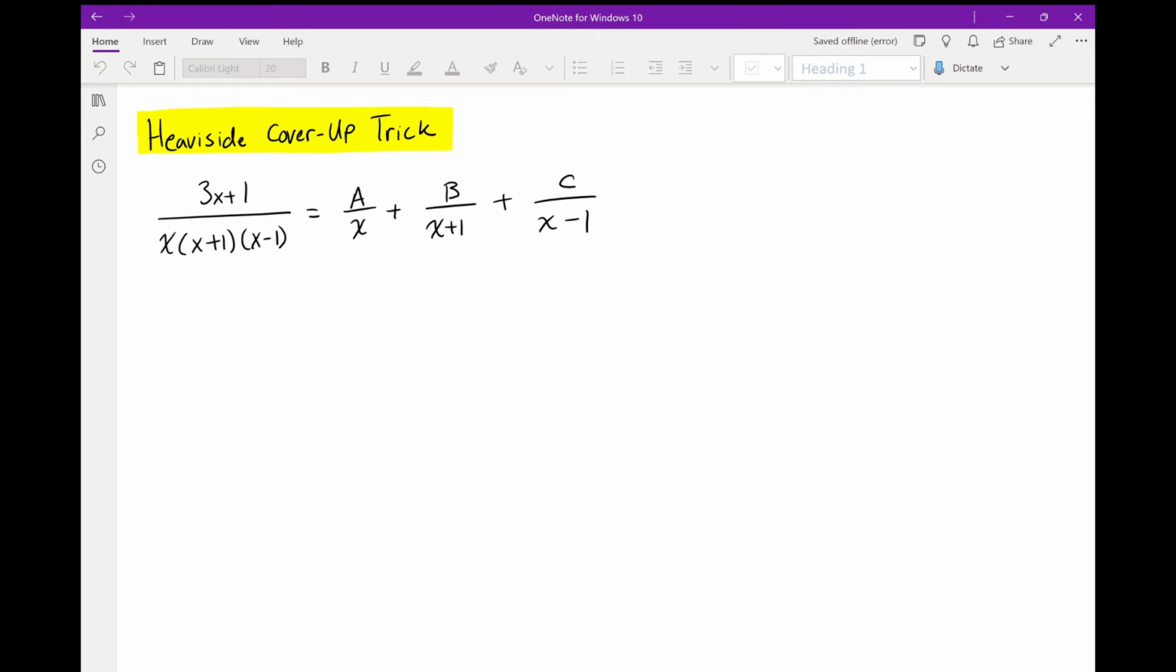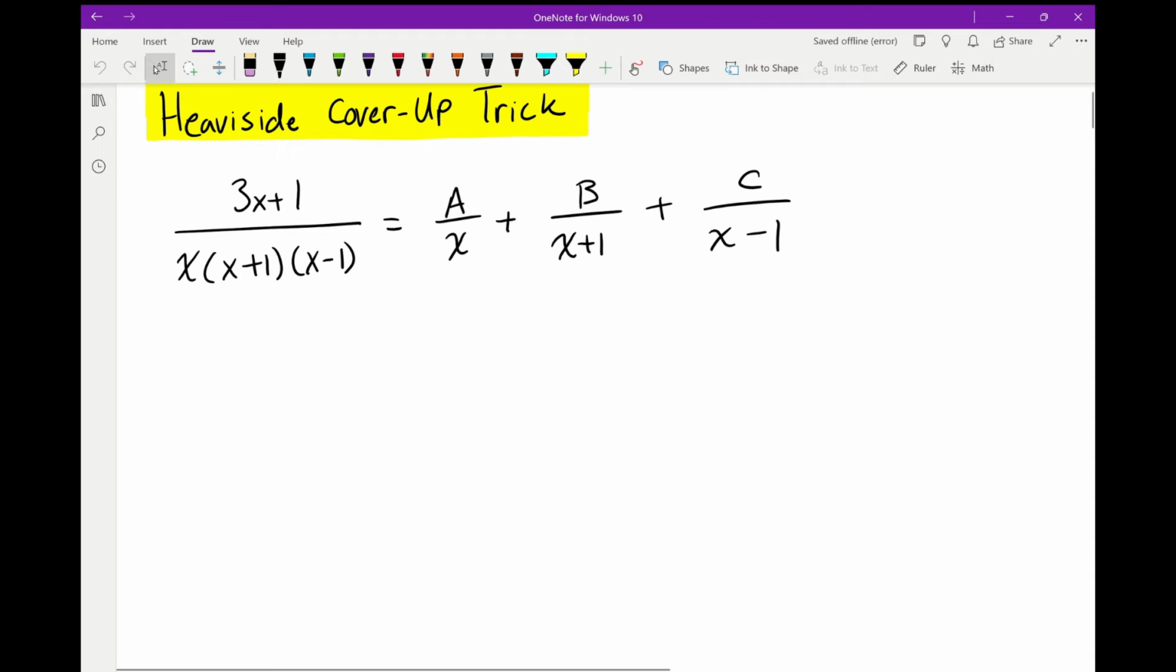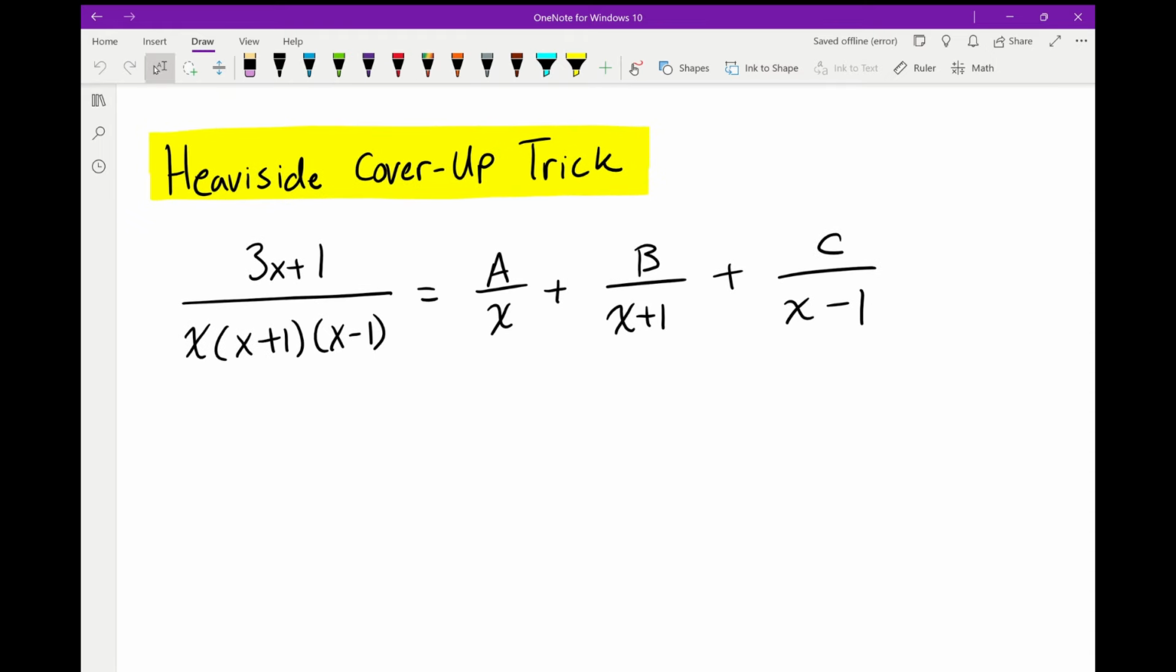Let's go ahead and begin with the following example. Here I have the partial fraction decomposition, 3x plus 1 over x times x plus 1 times x minus 1, and here I've gone ahead and split up the terms on the right-hand side. The way the Heaviside trick works is that you cover things up, as the name implies. So let's try to figure out what a is.